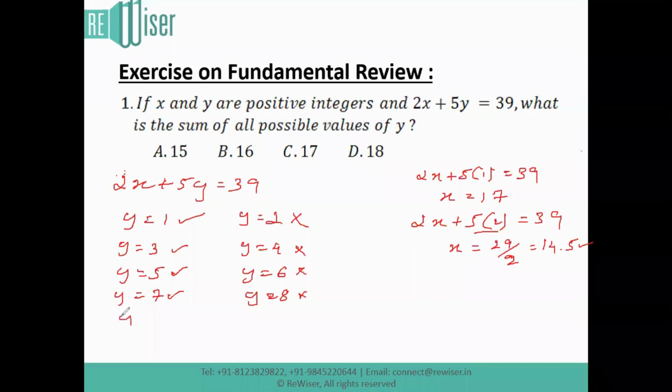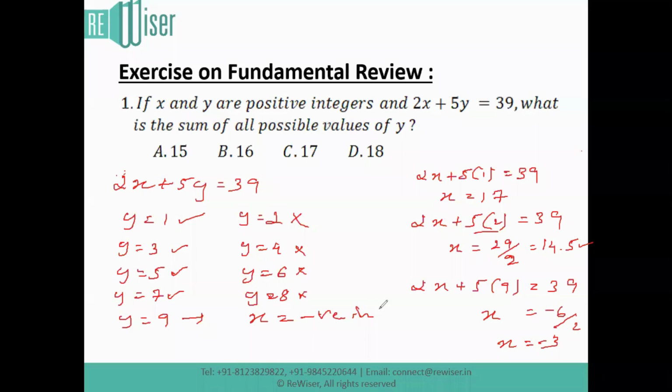But for y equals 9, suppose 2x plus 5 times 9 equals 39, and 5 times 9 is 45. So 39 minus 45 would be minus 6. So x would be minus 6 over 2, which is x equals minus 3. So after y crosses 7 or 8, you will be getting x as a negative integer. That is the reason I can stop here.